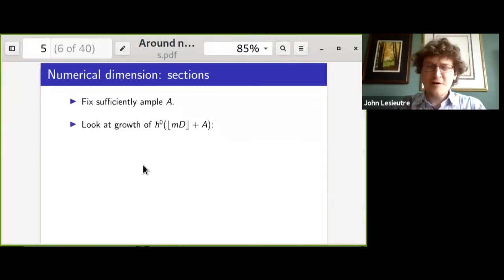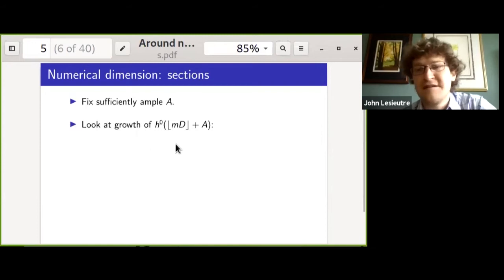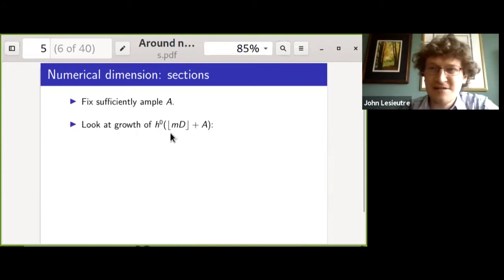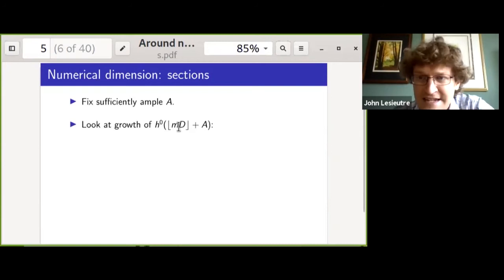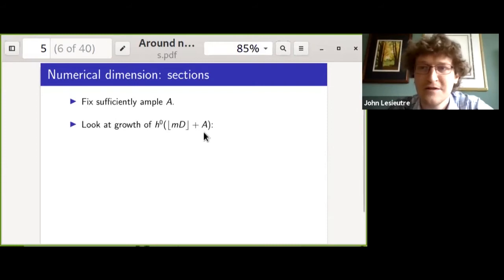Before, what we were doing to define the Iitaka dimension was that we looked at how many sections mD has. We looked at H0 of mD. Now we're going to change it and look at H0 of mD plus A instead. So just twist everything by a fixed ample. The m is attached to the D, but not the A. So even when m is 1,000,000, you're looking at 1,000,000 D plus this small, in comparison, ample divisor A that's not getting rescaled.